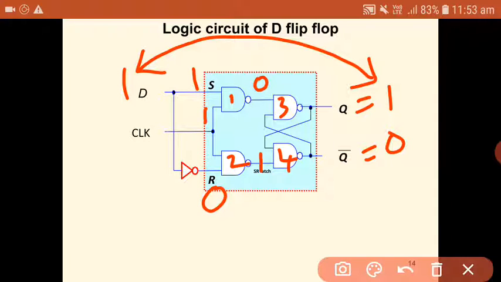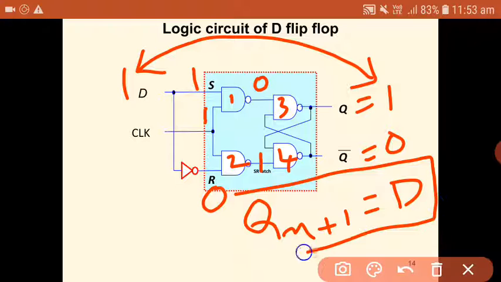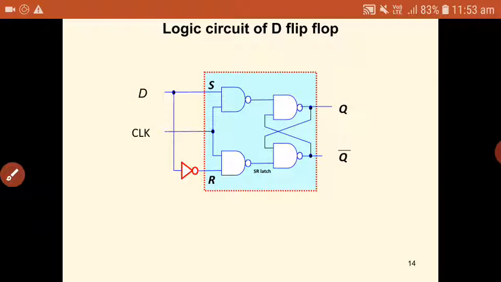Whatever the D input that you are applying at the input of the D flip-flop will be reflected in the output. That's why you can write the expression for the D flip-flop as Qn+1 is equal to D. This is the expression for the D flip-flop, and this is the logic circuit of the D flip-flop.